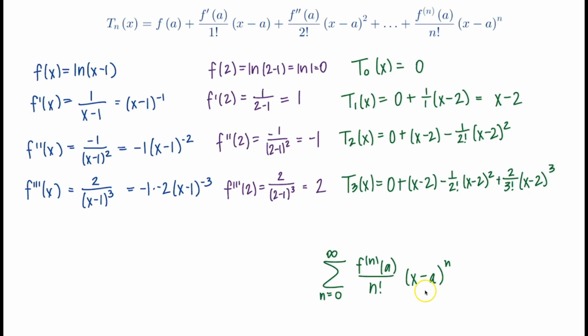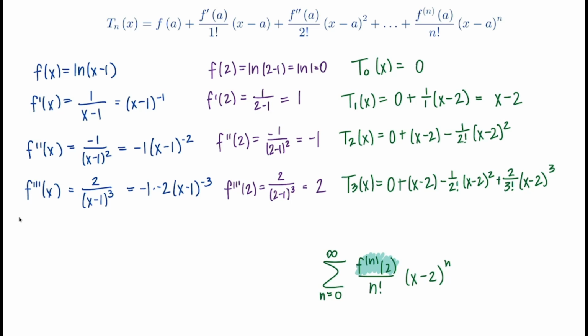Well, we know the value of a, so let's go ahead and substitute that in. So the value of a is 2. And so what we really need to do here is figure out a formula for the nth derivative at 2. And that's where we're going to come back over here and try to generalize the pattern that we see with the derivatives. So I'm going to go ahead and go a little further and take the fourth derivative here.